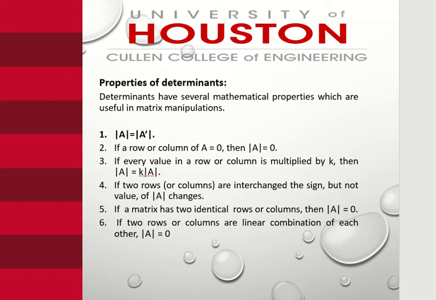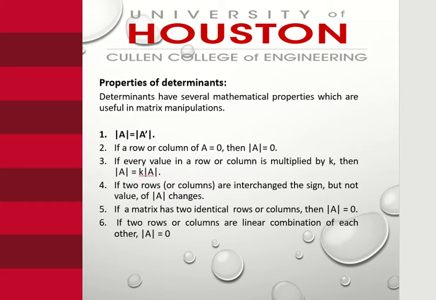Properties of determinants. Determinants have several mathematical properties which are useful in matrix manipulations. The first property is that the determinant of A is always equal to the determinant of A transpose. The second property is that if a row or column of A is equal to 0, if the whole row or whole column is equal to zeros, then the determinant is definitely going to be 0.